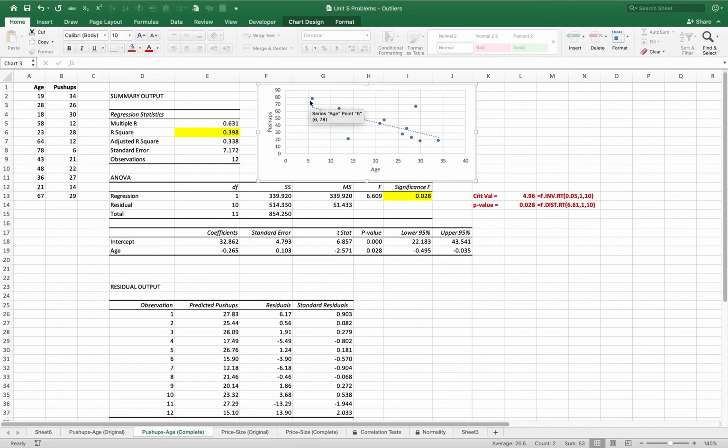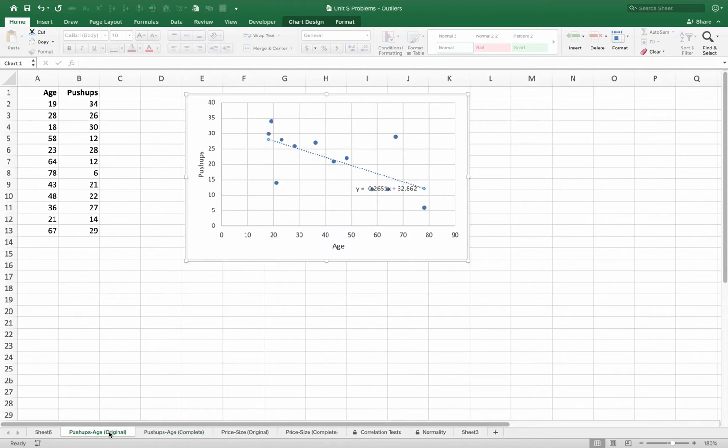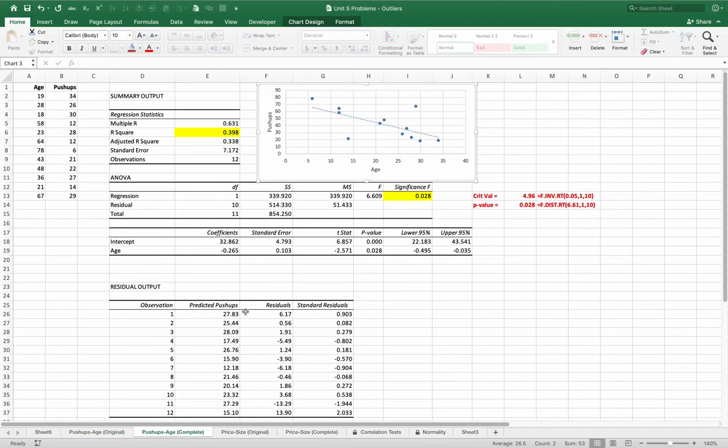I'm not sure exactly what happened. I think what happened was I saved this as a picture. It's not a chart, and so it's changed a little bit there. It must be this one right here. There we go. 1934.